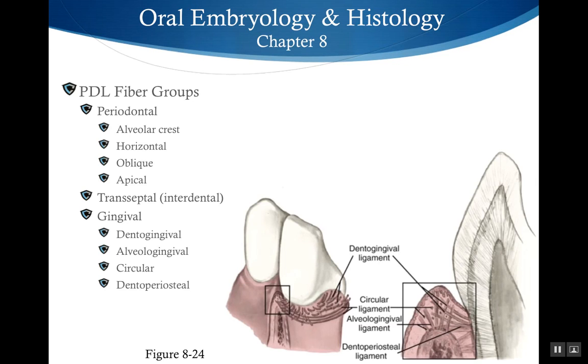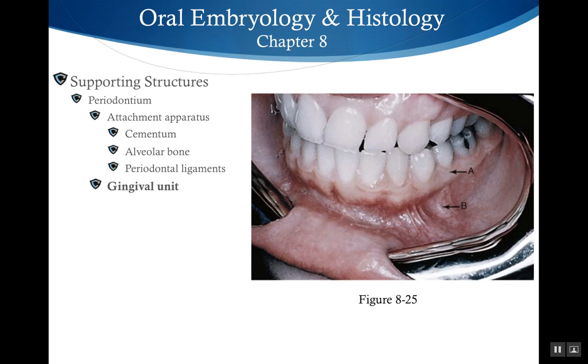The third group of fibers are the gingival fibers. Those are the fibers that support the gingiva that actually surrounds the tooth, the gum tissue that surrounds the tooth. Those are divided into 4 groups. Okay, we're going to point out those. We've got the dentinogingival, the circular, the alveolo-gingival, and the dentoperiosteal. Basically, you can kind of look to see the way the different fibers run in that gingiva.